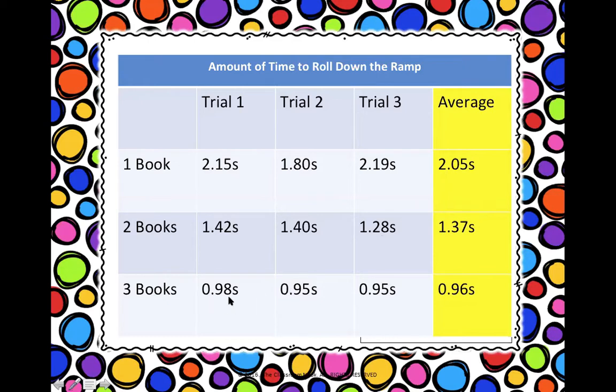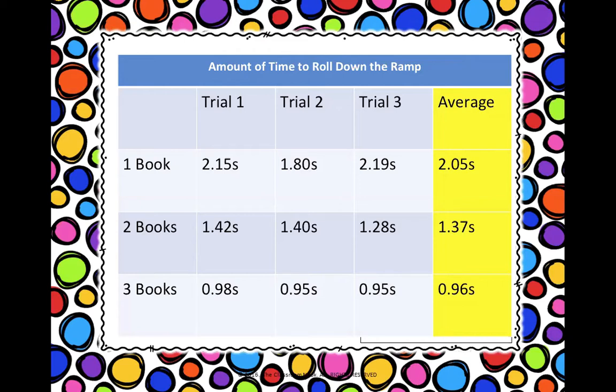And for 3 books, I did the same thing. I added 0.98, 0.95, 0.95, got a number, and then divided that by 3. That gave me an average of 0.96 seconds. So which ramp did the car travel fastest down? Yeah, the ramp with 3 books, right? So why did that happen? Why do you think that happened? What does gravity have to do with that?